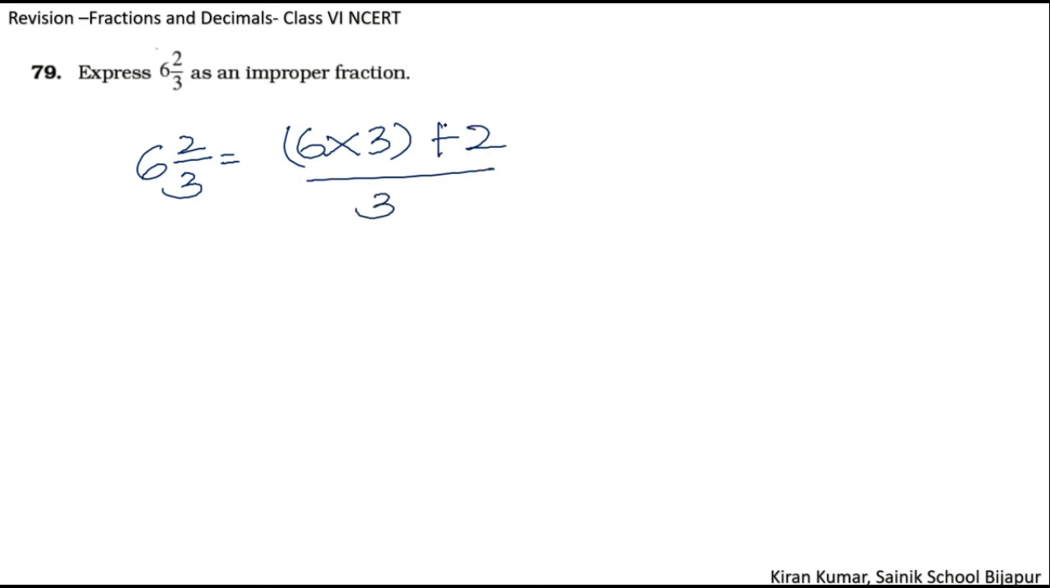Question 79. Express 6 2 by 3 as an improper fraction. We have learned a procedure to convert into improper fraction. The 6 to be multiplied with 3, then numerator should be added, and we have to retain the denominator as it is. This will become 18 plus 2 by 3, which is 20 upon 3. So the conversion of 6 2 by 3 in improper fraction is 20 by 3.